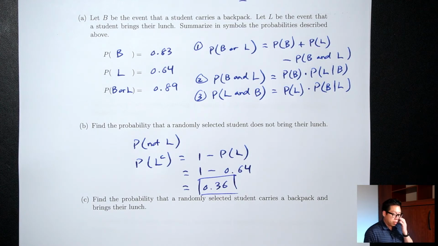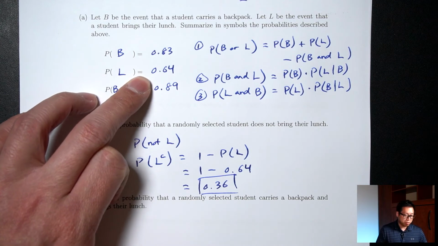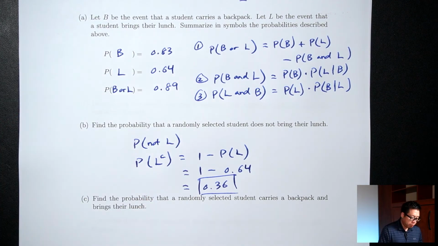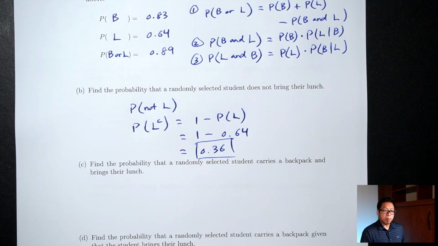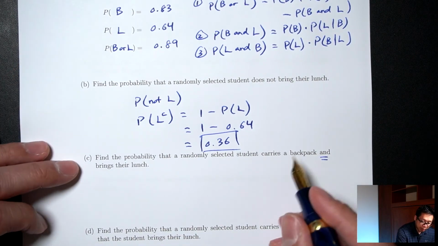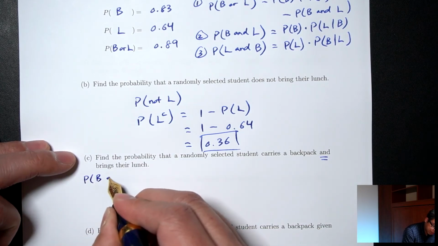So if you know that the probability of someone bringing their lunch is 0.64, to get the probability that they don't bring their lunch, just do 1 minus it, 0.36. Part C, find a probability that a randomly selected student carries a backpack and brings their lunch. Keyword there's and. So I'm looking for probability of backpack and lunch.